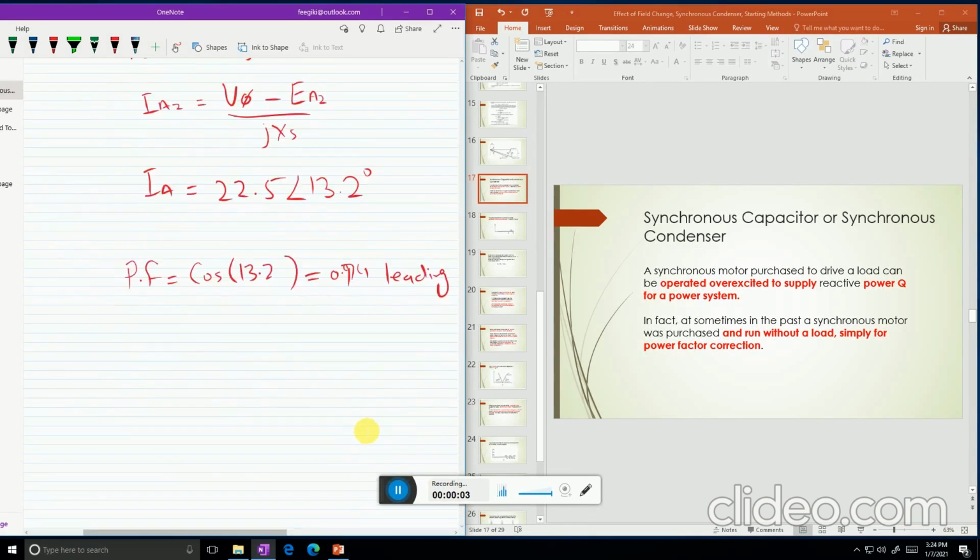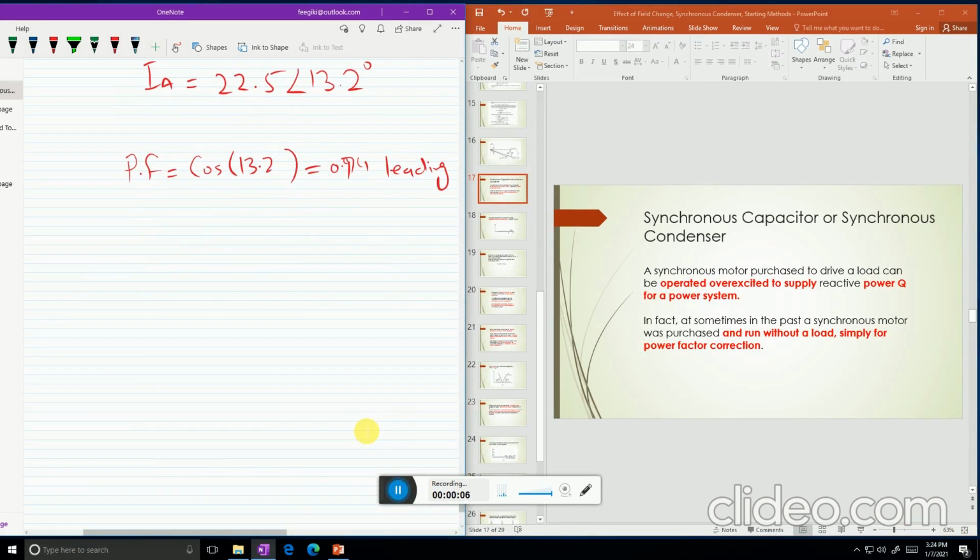So now the next topic we are going to study is the synchronous capacitor or synchronous condenser. A synchronous motor purchased to drive a load can be operated overexcited to supply reactive power Q to the power system. As we know, in the overexcited condition, IA is leading. So at that condition, when the motor is running, it is delivering reactive power to the system and improving the power factor of the system. In fact, at some times in the past, a synchronous motor was purchased and run without a load simply for power factor correction. So a synchronous motor is used for the correction of the power factor.